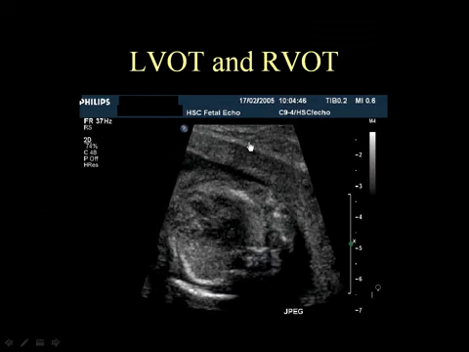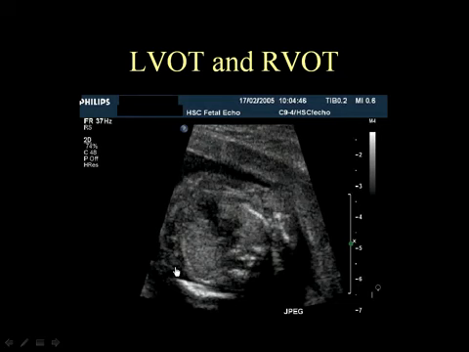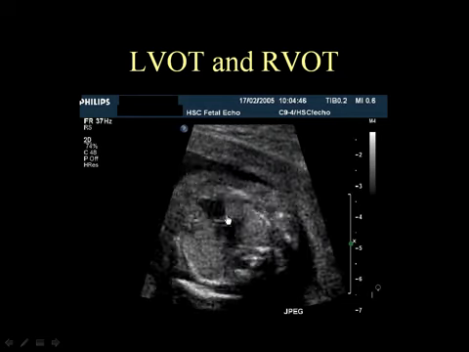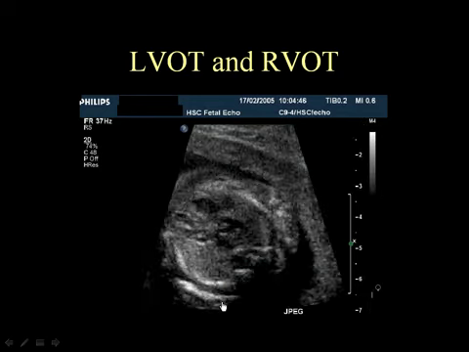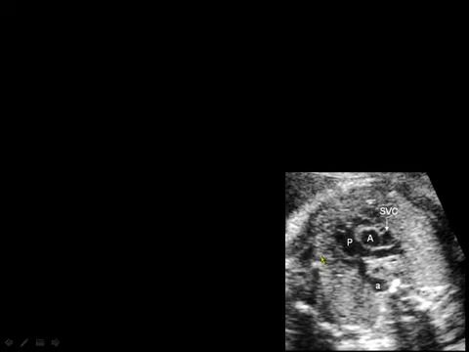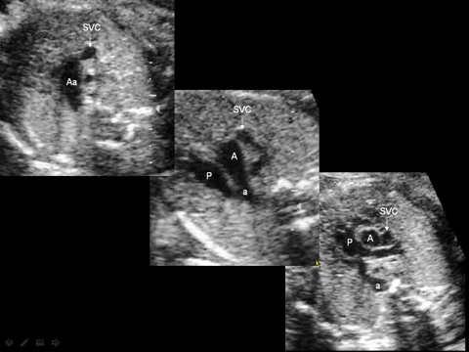This is an example. See that the beam is coming from this side, and here we are sweeping up. This is left ventricle outflow tract and right ventricle outflow tract. Clear? Okay, the 3 vessels view, we will see how to obtain that.